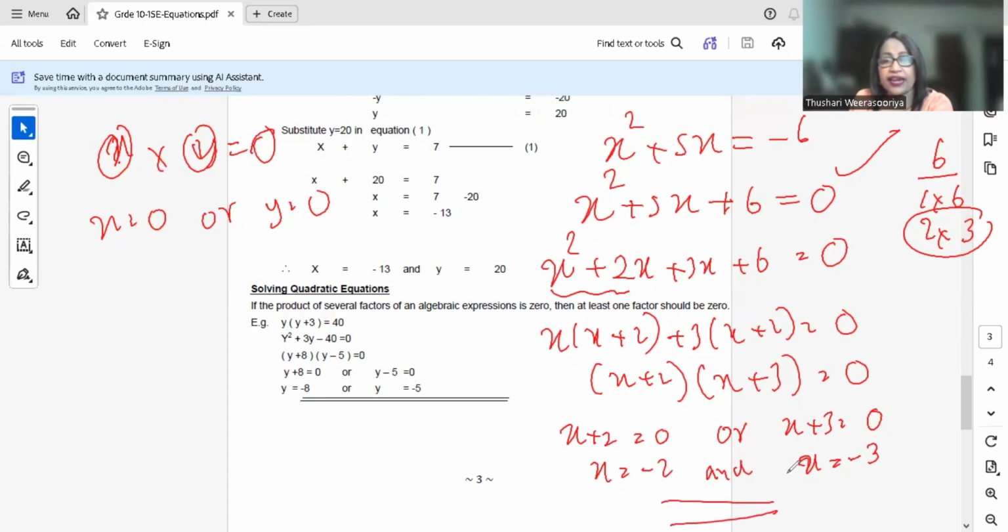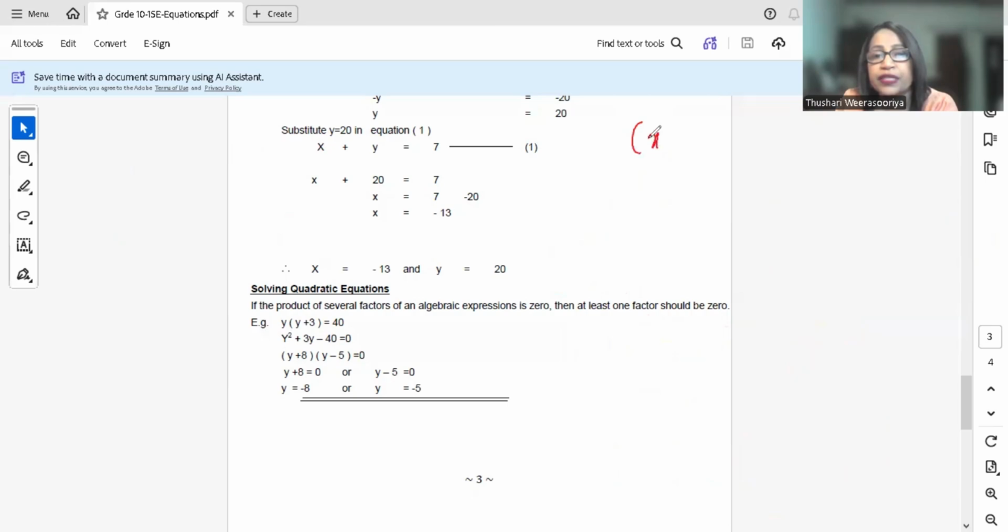"And" means this and this. That's the meaning. So that is simple English. So the final answer should be x equals minus 2 and x equals minus 3. Right. Okay. Now, in the textbook, some questions are there. I'll take another example for quadratic equation.